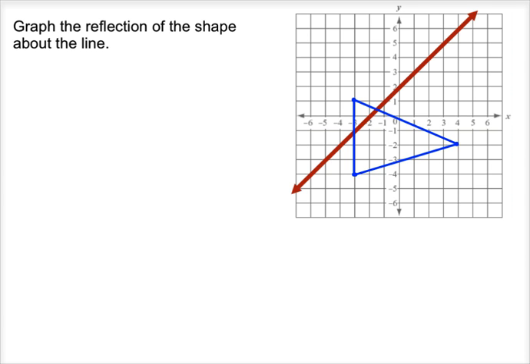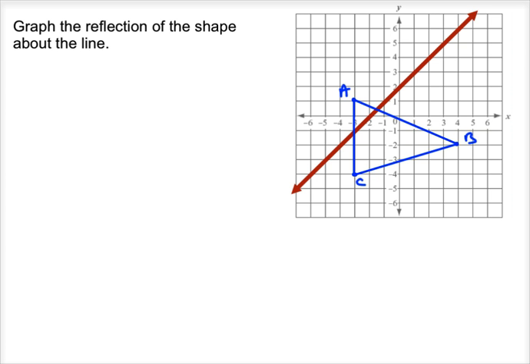Graph the reflection of the shape about the line. So I'm going to start by looking over here and labeling some points. I'm going to call this A, B, C. And I want to find A prime, B prime, C prime so that they're also the same distance away from the line. Well, I notice this line has a slope of 1. So when I start to make my measurements, I'm going to use the negative reciprocal, so I'm going perpendicular. So if the red line has a slope of 1, I'm going to count by using a slope of -1.